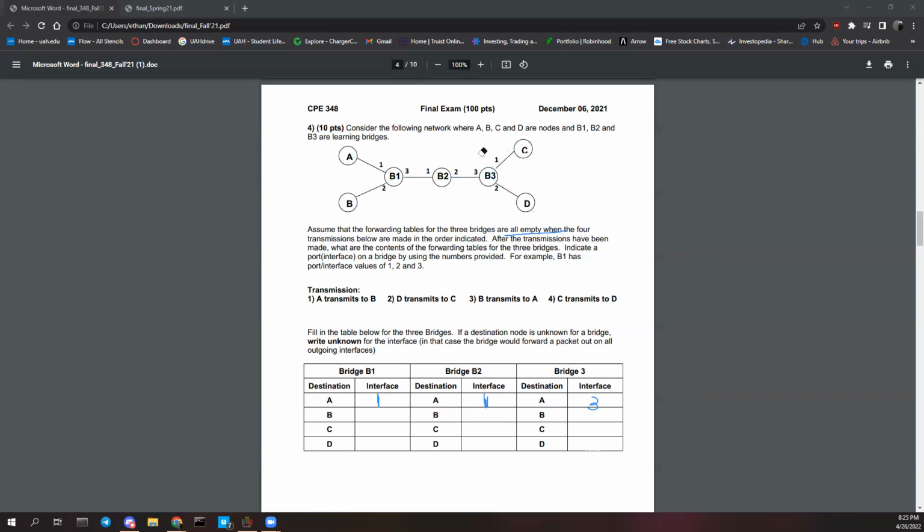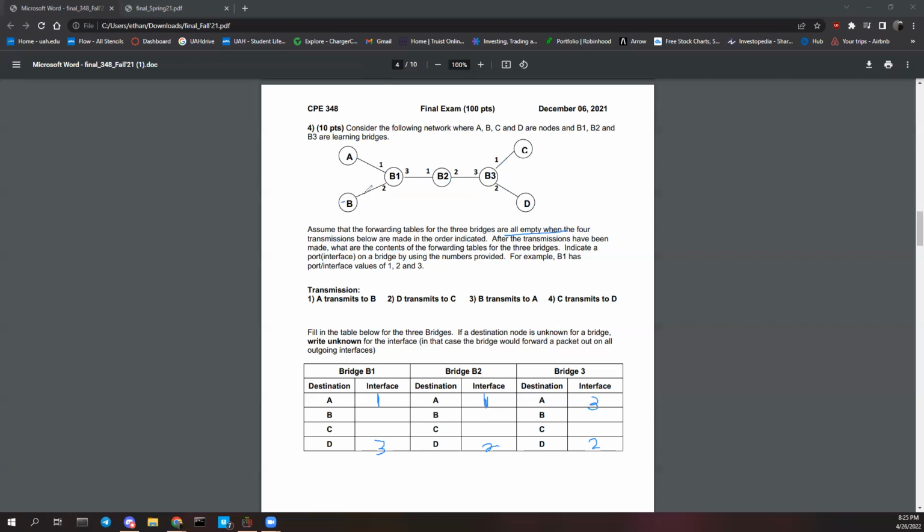I think this is how it works. I think you're right. Next message, D to C. It goes here and broadcasts to the whole network, since at the moment C is an unknown node. B3 now knows that it can get to D through interface 2. It then broadcasts everywhere. B2 is now aware that it can get to D through interface 2, and now B1 is aware that it can get to D through interface 3. And that's it for that transmission. Move on to the next transmission.